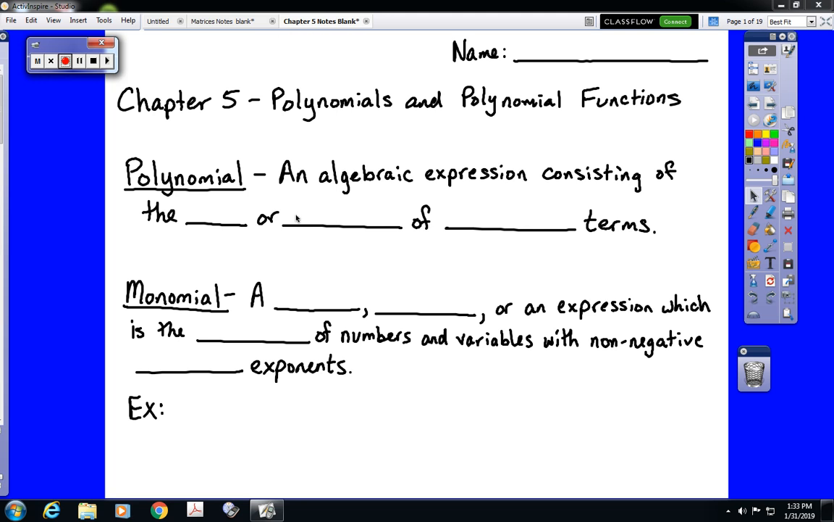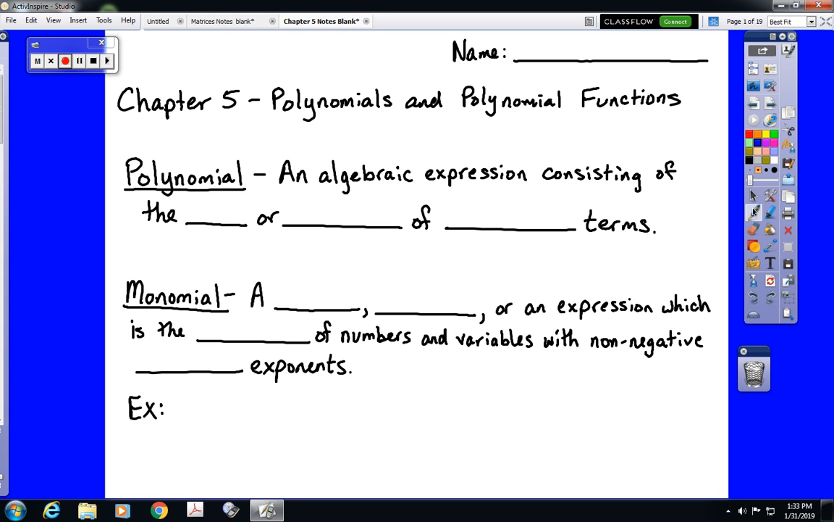Here's the first video for the Chapter 5 notes over polynomial functions, polynomials and polynomial functions. We've already done some of the stuff in this chapter over the course of the first semester, but we're going to reiterate a few things and then move into some things that we have not done before. So starting off for the first video here, we'll cover the degree of a polynomial and how to tell how many terms it has, as well as how to classify a polynomial by the number of terms.